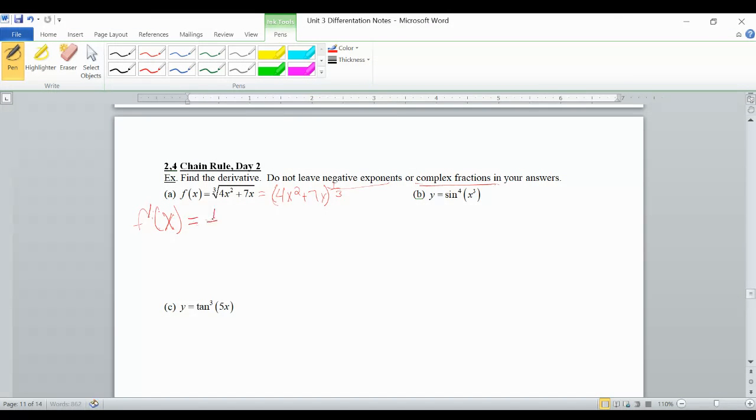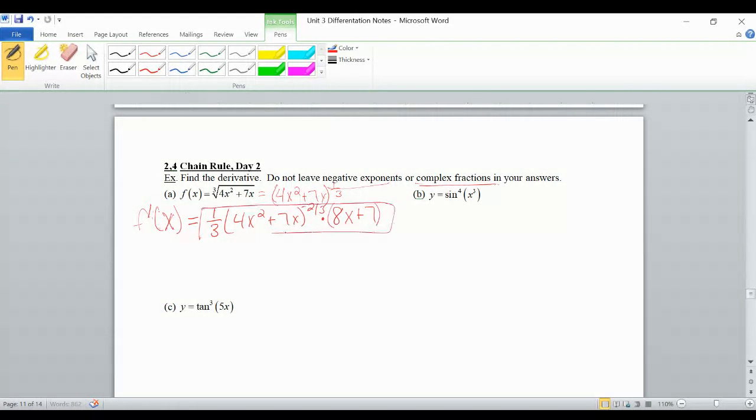we have to use the power rule. So 1/3 times 4x squared plus 7x to the negative 2/3 power. That's the derivative of the outside times the derivative of the inside, which is 8x plus 7. And then that's all we have to do. There's nothing really we can simplify from there. So this right here was my solution.